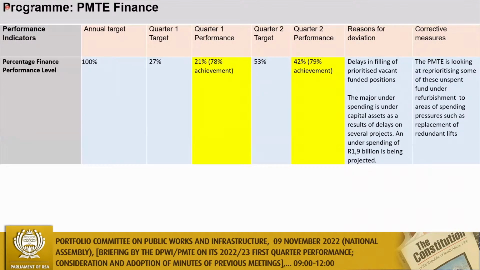Now for PMTE, we also have an administrative, which is also a financial performance level, also in Q1. The target is 27%, but in terms of expenditure, we're sitting at 21%. It's similar to the challenges in terms of compensation and funded positions, but more so under PMTE was the underspending on some of the capital assets that resulted in delays in that expenditure, which then brought it down against the 27% that we earmarked for that trajectory to about 21%.